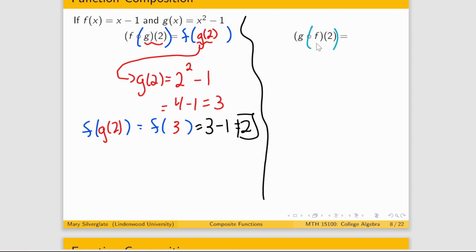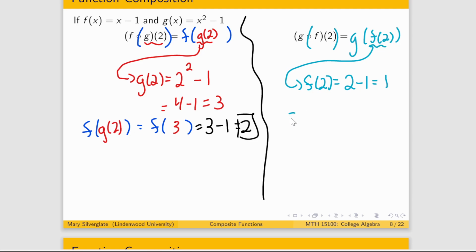First thing you want to do is note what it is that you want to do, which in this case is, since it's written the other way around, plug f of 2 into g. First thing you want to do is evaluate what f of 2 is off to the side. So that means in the f of x function, plug in 2 for x, so it becomes 2 minus 1. 2 minus 1 gives us 1. Great, we just figured out what the inside function is.